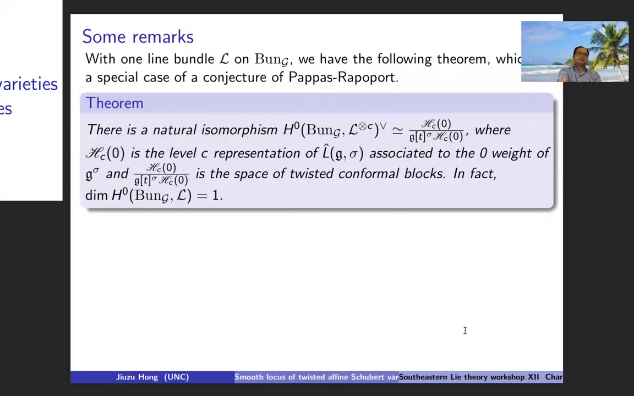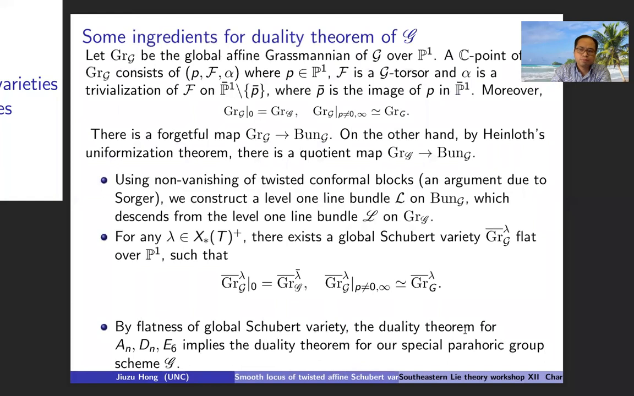And let me make some more remarks. So this basically is the proof of why the duality theorem holds, and then from the duality theorem for the parahoric group scheme, it implies the smooth locus of twisted Affine Schubert varieties.